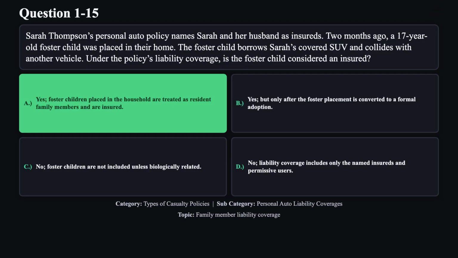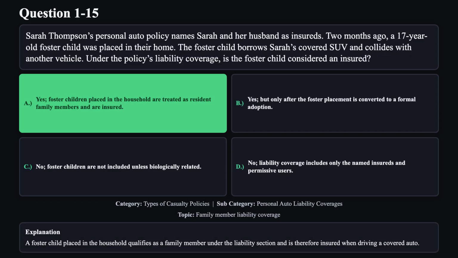The correct answer is A. A foster child placed in the household qualifies as a family member under the liability section and is therefore insured when driving a covered auto.